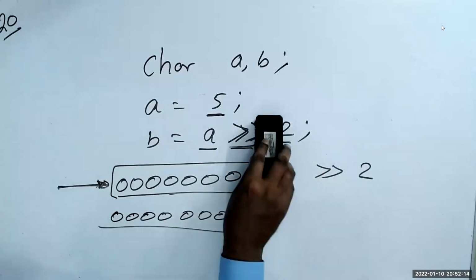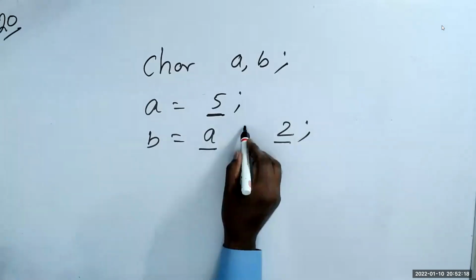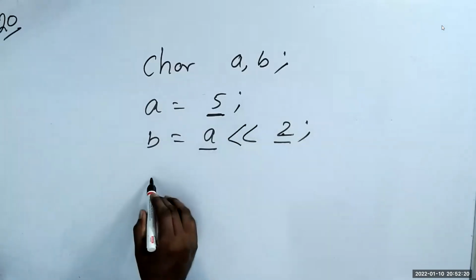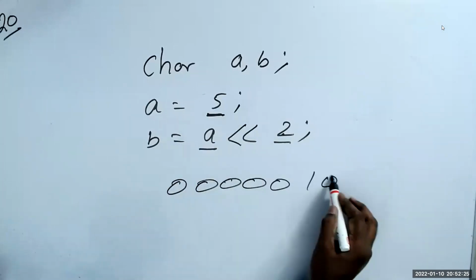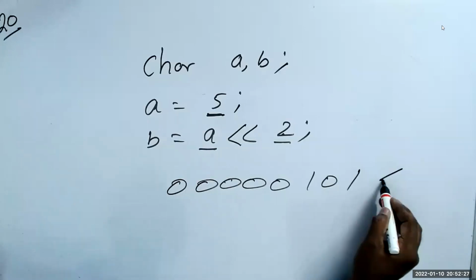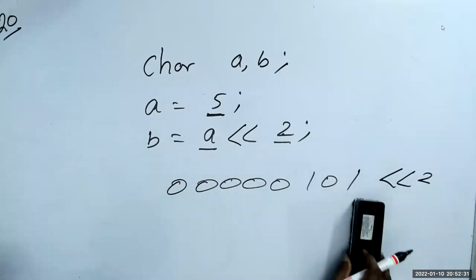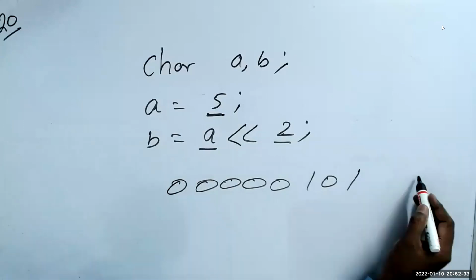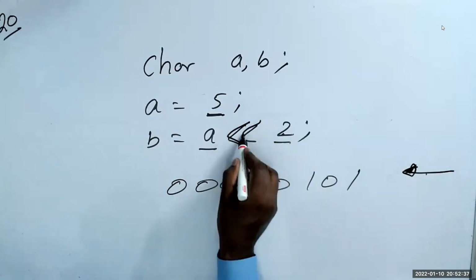If I write the same thing here, left shift by 2. A is equal to now 5. 0, 0, 0, 0, 0, 0, 1. I left shift by 2. That means that I am pushing from here. I'm pushing from right to left. That is what the arrow shows.